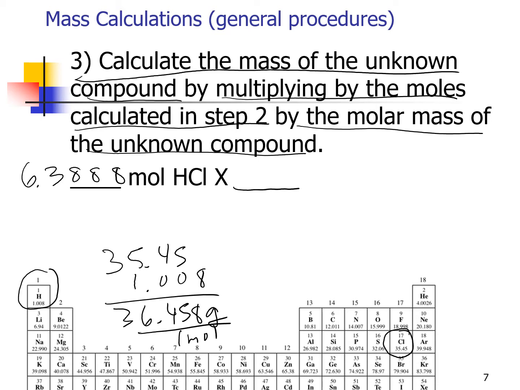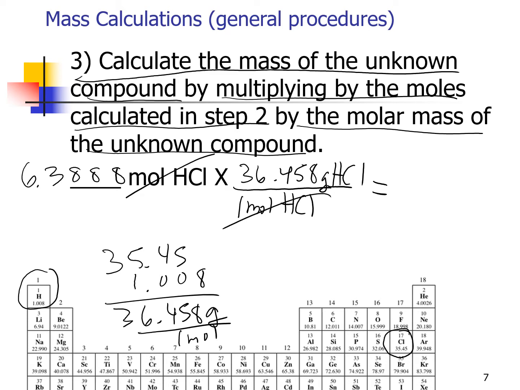So we'll set up our problem. So we have 1 mole of HCl at the bottom, so we'll be able to cancel our units, and 36.458 grams of HCl at the top. So the moles of HCl cancel, and then we do our math.